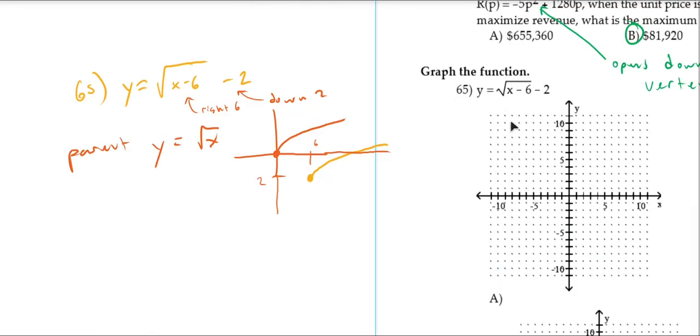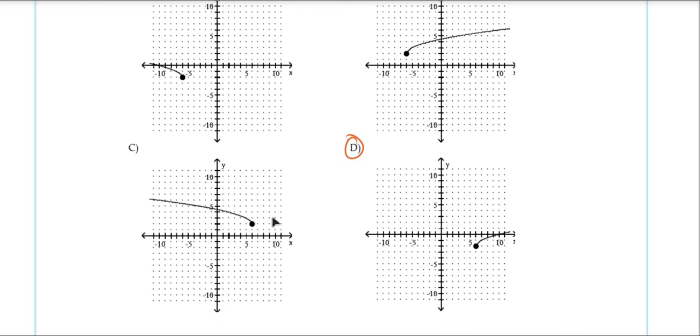65 asks us to graph this function, and although it's a multiple choice question, it's nice to be able to just sketch that and then match this with one of the graphs. We could look at a parent function, y equals square root of x. You should know what that looks like at this point. And we could then shift it down by 2 and right by 6 to find the corresponding graph in yellow here of the equation in 65. And that's going to be something that looks like this. So then going and matching to our pictures here, we can see this one is the one which matches the sketch of our graph, and so we continue.